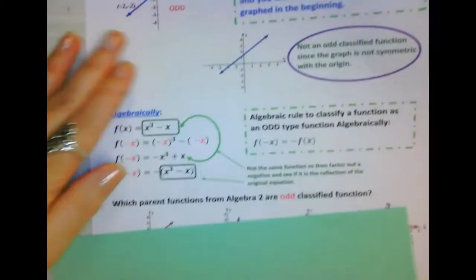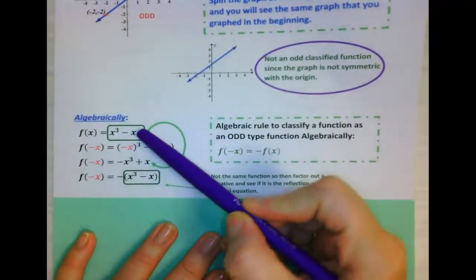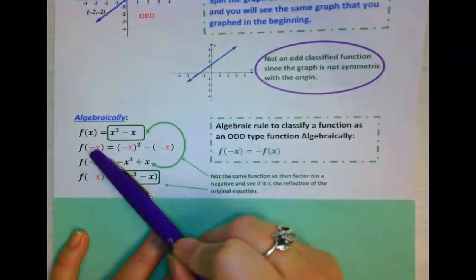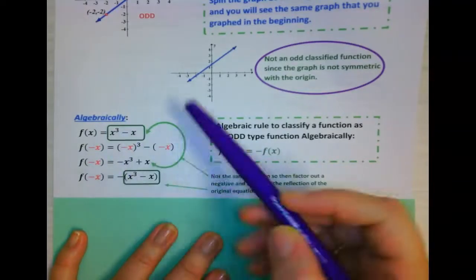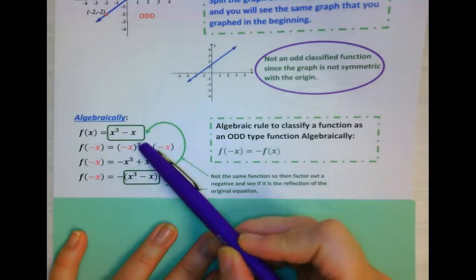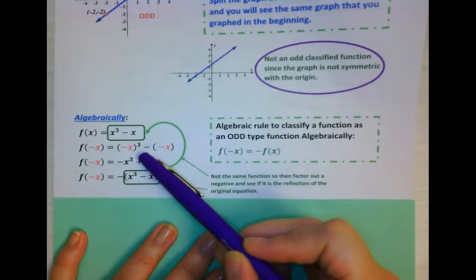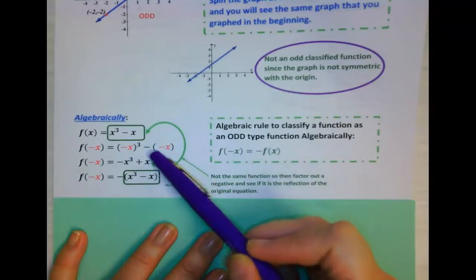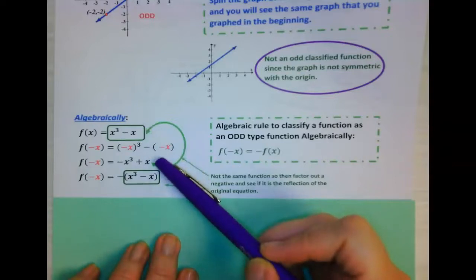Then we also learned to look at this algebraically. And so here's my function algebraically. Again, I replace every x with a negative x. So everywhere there's an x, you get your negative x. Then I have negative x to the third power, which is negative x cubed. And I have a negative x here, but that's a negative negative, so that makes it a positive. So this is what I get when I simplify. That is definitely not the original function, so we can tell right away it's not even.